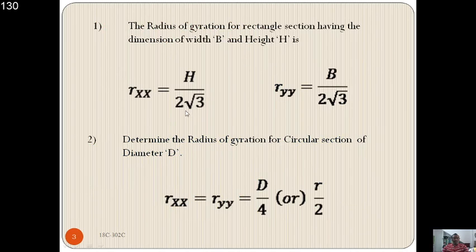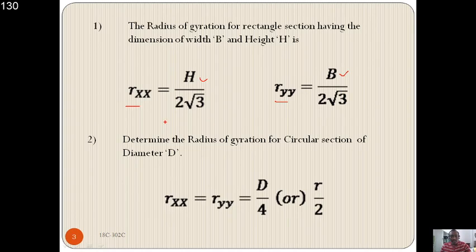Here you can see that in the rectangular section, its values are different. rxx depends upon the h value and ryy depends upon the b value. Now these two values are varying. If they are asking about the least radius of gyration, you have to find rxx and ryy. Then it should be mentioned as r minimum, reporting the minimum value of these two, whichever is the lower value.